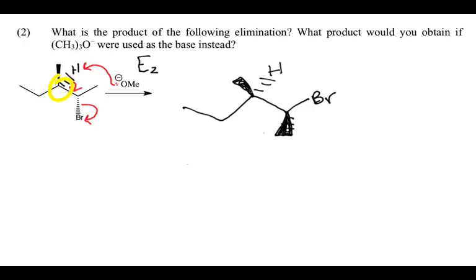Let's see. So this is good. Now we look at this bond here, this part. What we have to do is rotate it like this, so that the hydrogen starts to be in this position here. Does it make sense?